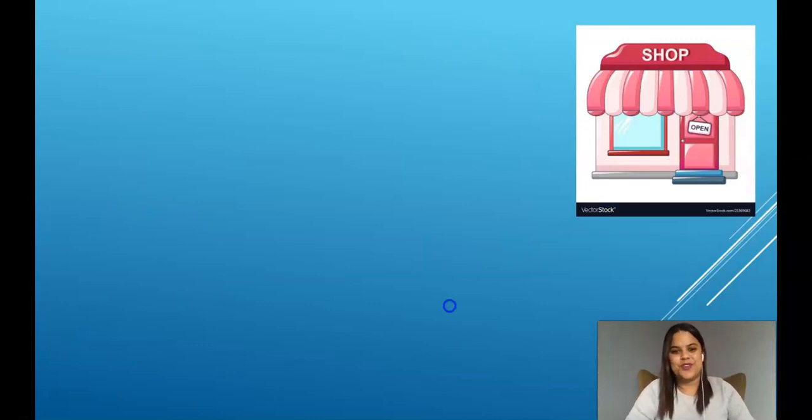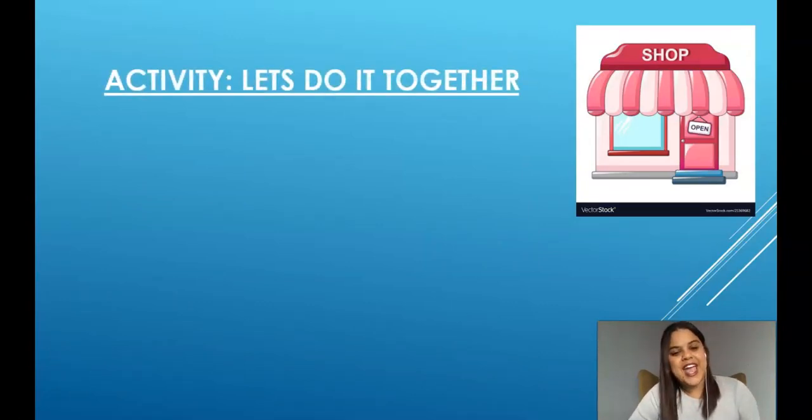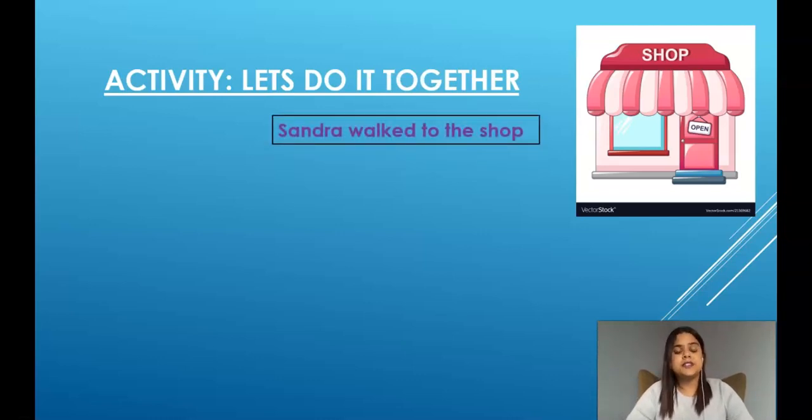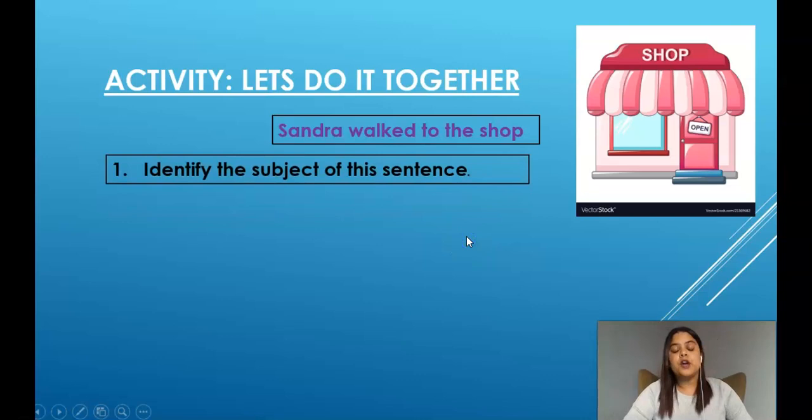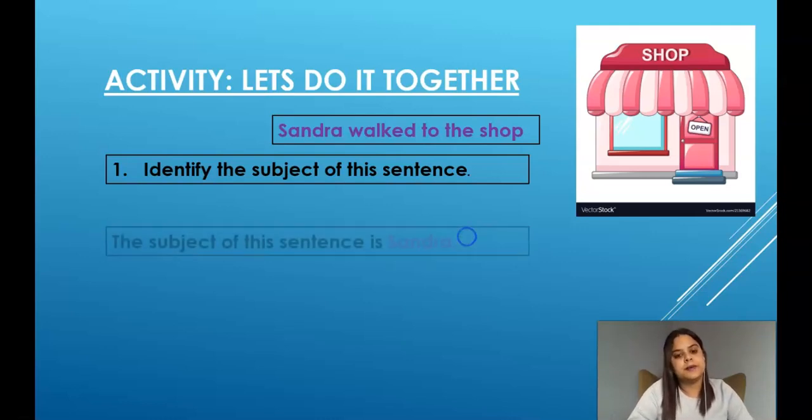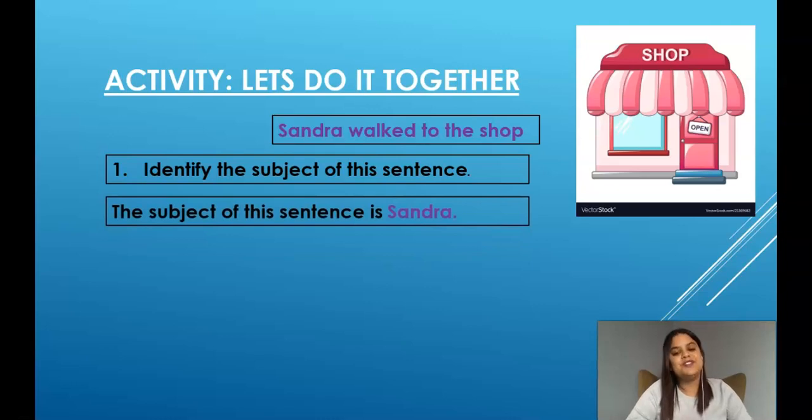Right, let's move on. We're going to do an activity together, okay? Firstly, here is my sentence. Sandra walked to the shop. My first question is for you to identify the subject of the sentence. The subject of the sentence is who or what is performing the action. So in the sentence, who or what is performing the action in grade 4s? The subject of the sentence is Sandra. Well done.